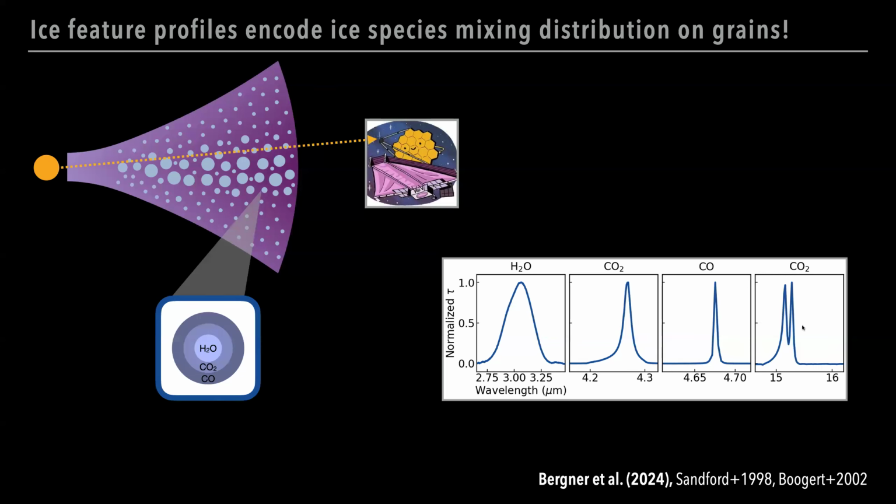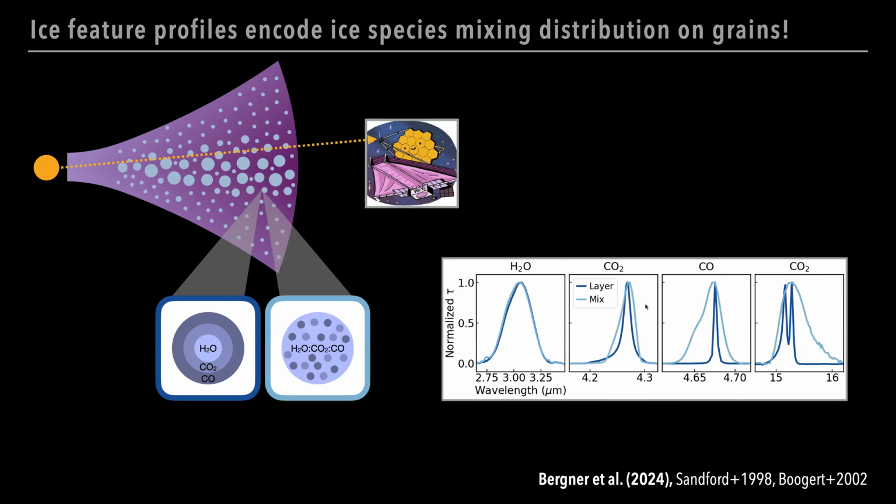So if it has a layered structure like this, then you get these profiles for the different features. And you can see that the CO has a very sharp peak. It's very narrow. But if we have a mixed structure where you have a water ice matrix with a little bit of CO2 and a little bit of CO mixed into it, then you actually end up with a very broad CO feature like this. So it's a very clear signature for when you have layered ices versus mixed ices.